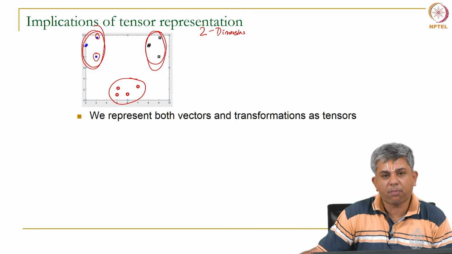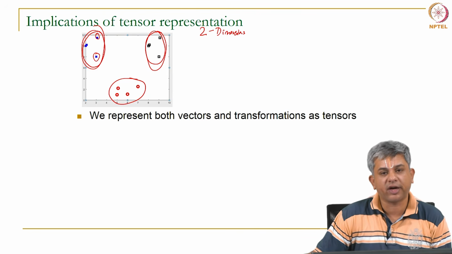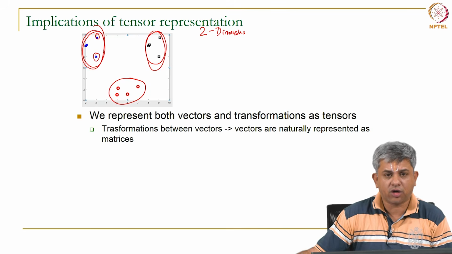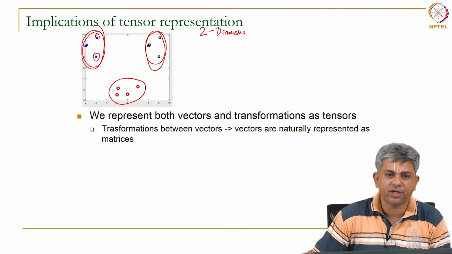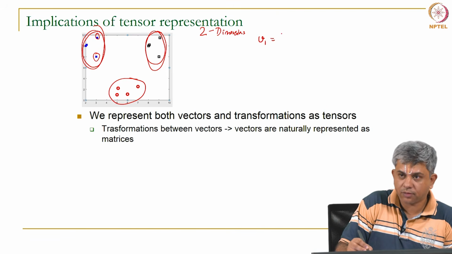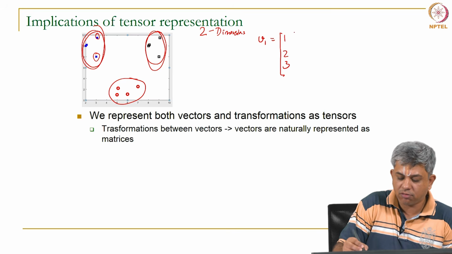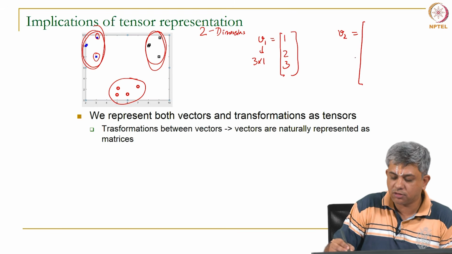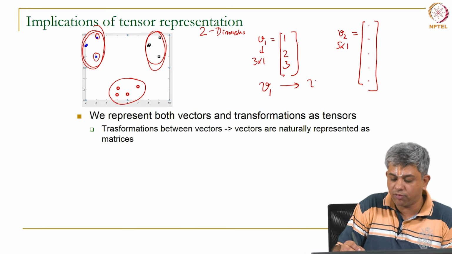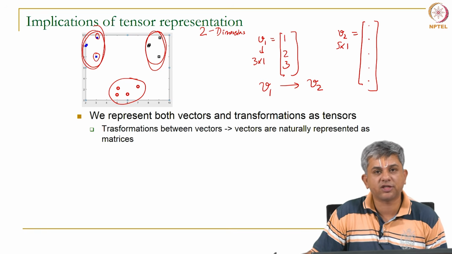So, our point is that we are going to represent both vectors as well as transformations as tensors. I will talk about that shortly. A transformation is an operation, a map from a vector to a vector. So, let us say V1 is, say, 1 2 3, a 3 cross 1 vector, and V2 is a 5 cross 1 vector. Now, somehow if you want to find out a map that goes from V1 to V2, what is the most natural way to do it?